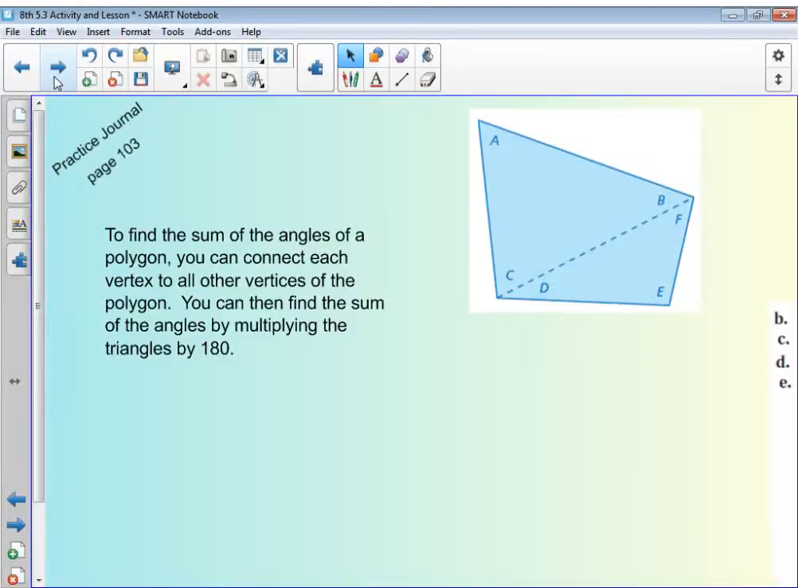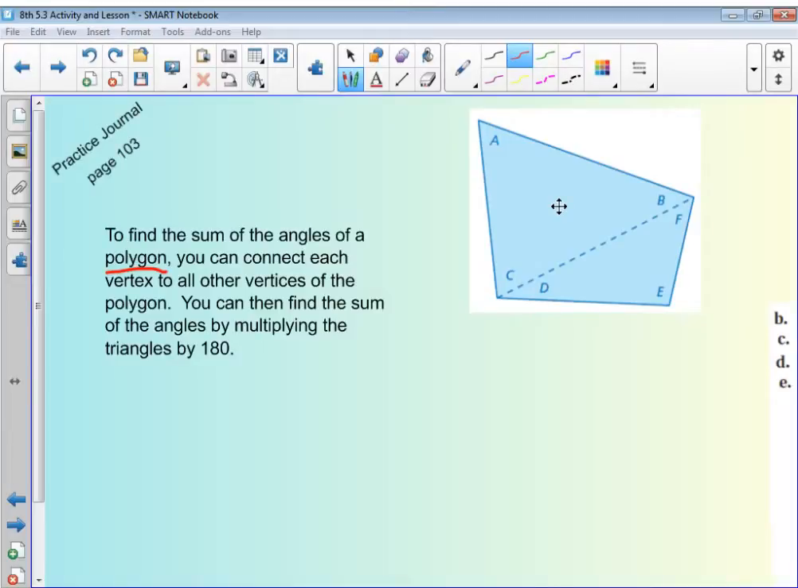Triangles by 180. So first of all, let's go back and review what a polygon is. A polygon is at least a three-sided figure that has straight sides, so no curved sides on the polygon. So all of them that we're going to be working with today are going to be actual polygons. So it has to have straight sides and it must have a minimum of 3 sides.